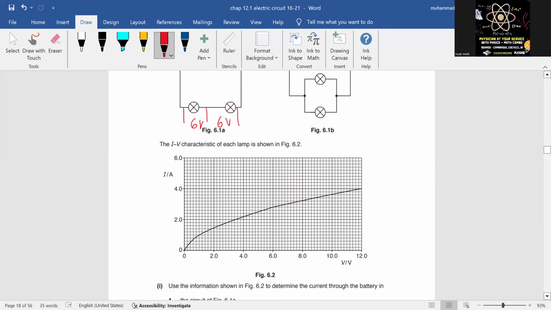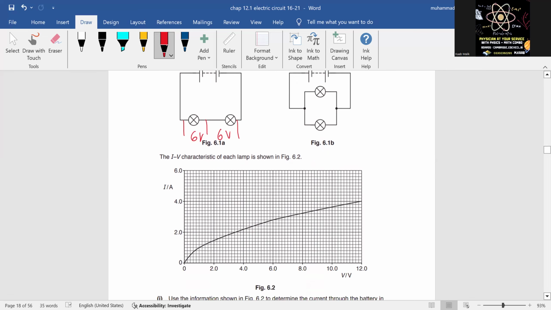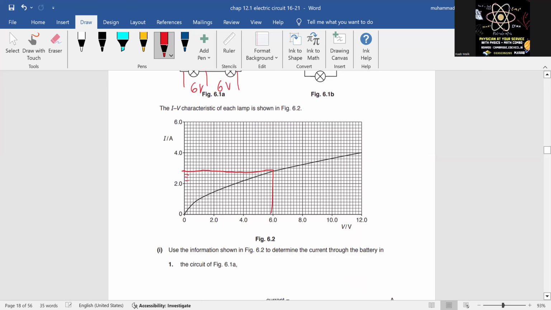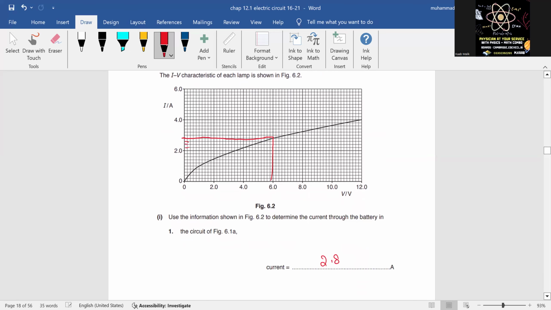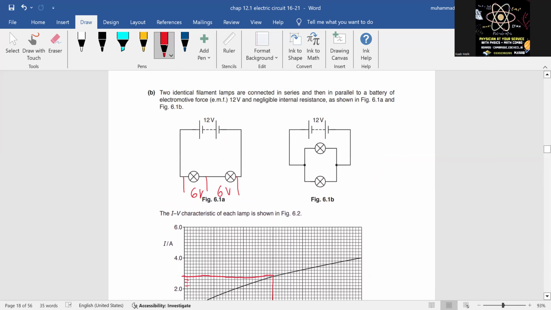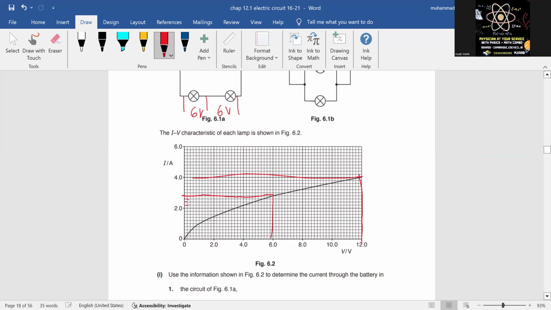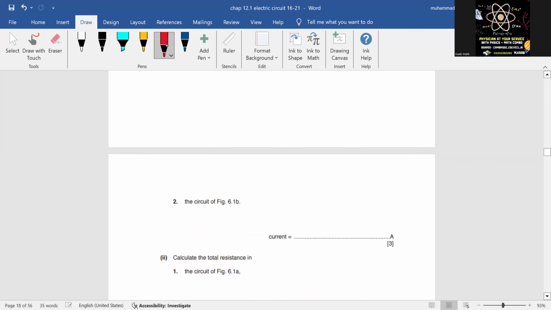So for the case of 6.1a, for each lamp there will be a current of this value, which is 2.8. Okay, is that clear? And the net current will also be 2.8 because it is a series circuit, right? And for the second case, you have to do it at 12, and then at 12 it is just 4. Okay, clear? Let's move on.